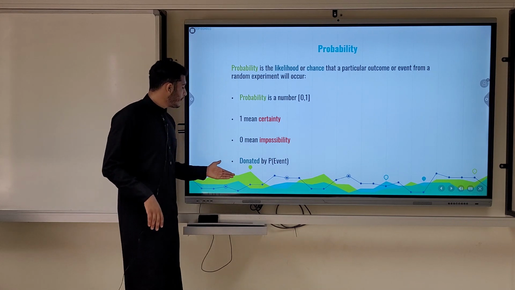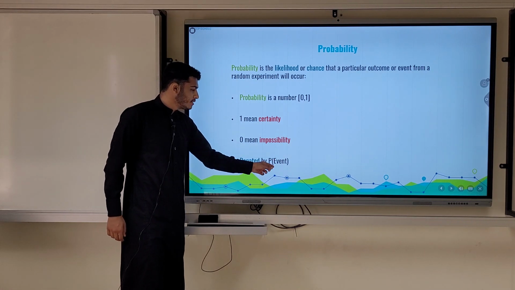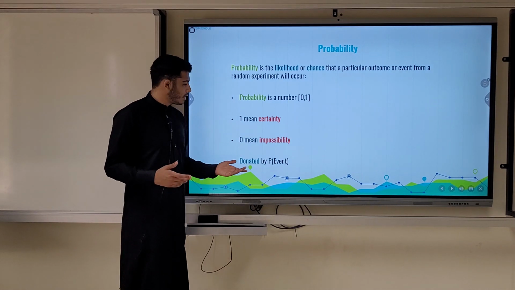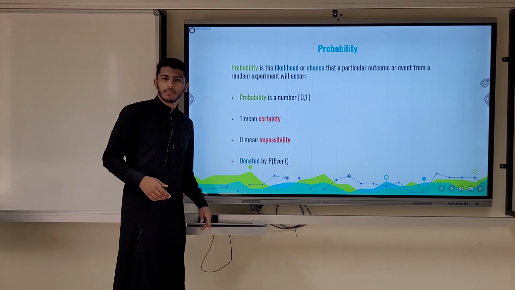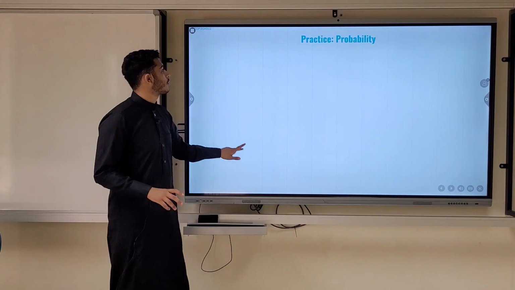And we denote the probability by the letter P, and we put the event inside of the brackets. So whether the event is probability of A, probability of B, probability of E1, it's just a denotation.